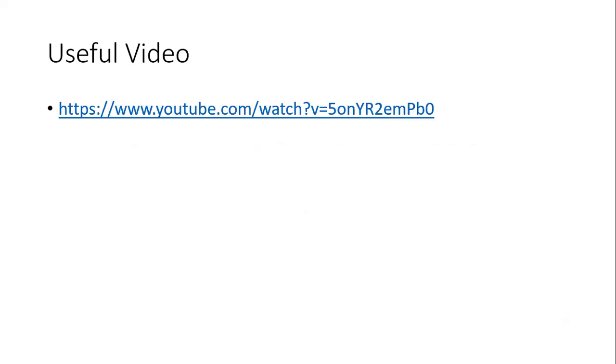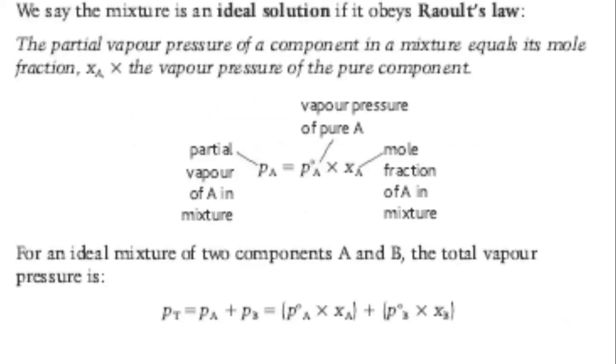In the interest of time, I'm going to skip this video and we're going to just reiterate what we said about Raoult's law. He said that the partial pressure of a component in a mixture is equal to the mole fraction multiplied by the vapor pressure. So again, the partial pressure of A is going to be the vapor pressure multiplied by the mole fraction. And the partial pressure of B would be the vapor pressure of B multiplied by the mole fraction. And the total pressure would be A plus B.